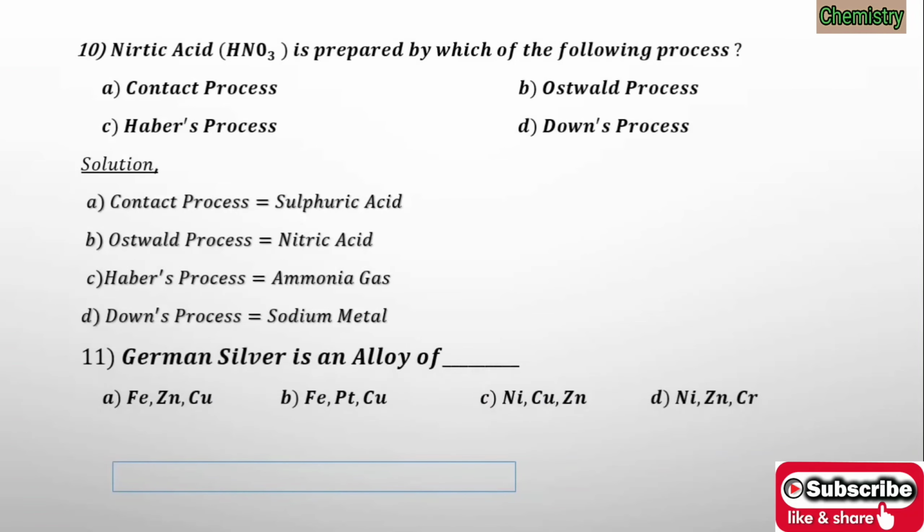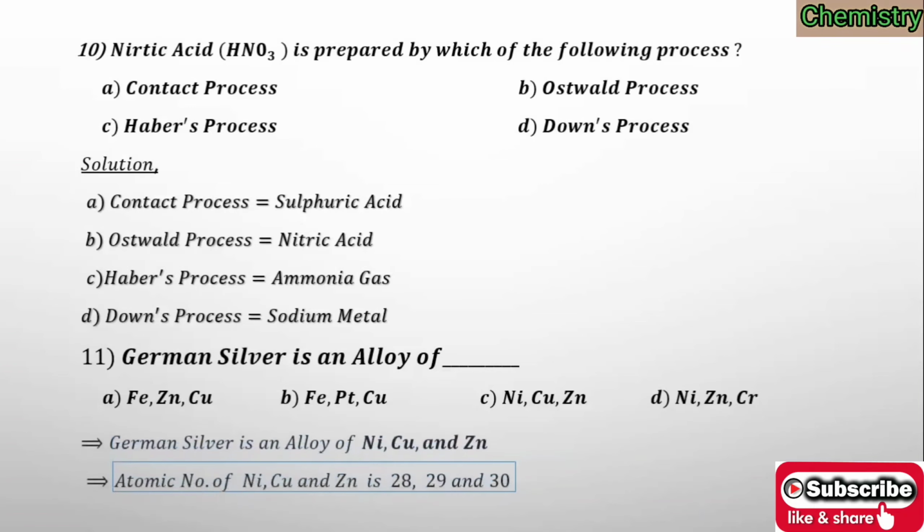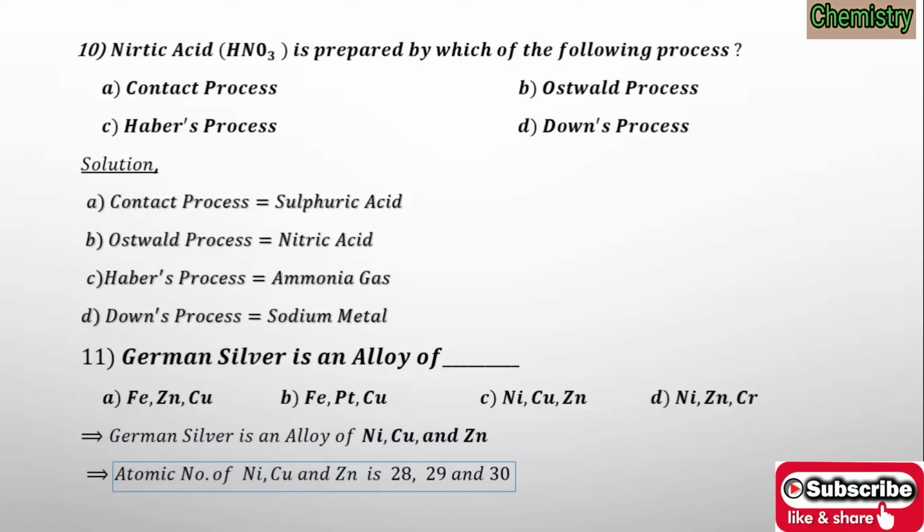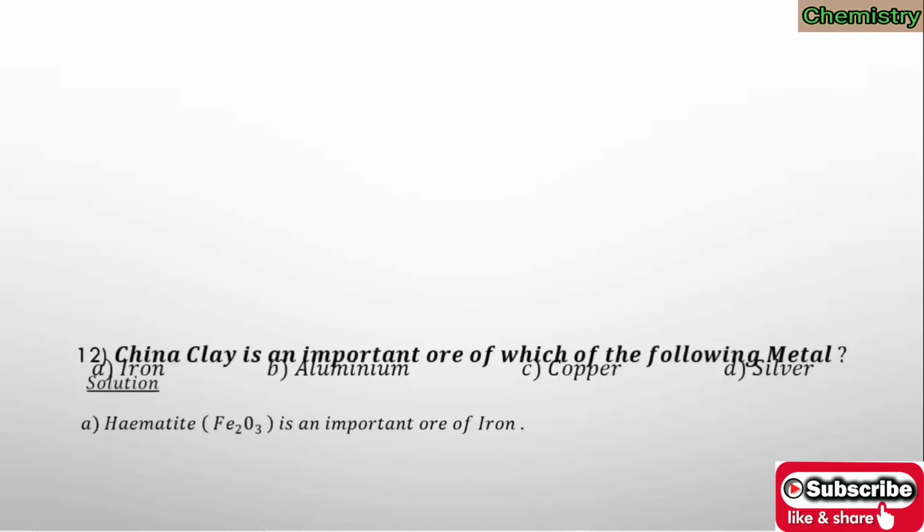Question number 11 we have, German silver is an alloy. This is a very important question. You have to remember, German silver is an alloy of nickel, copper and zinc. You have to remember the atomic numbers of nickel, copper and zinc as 28, 29 and 30. Frequently asked question. Ostwald process is used for the manufacture of nitric acid. German silver is an alloy of nickel, copper and zinc.